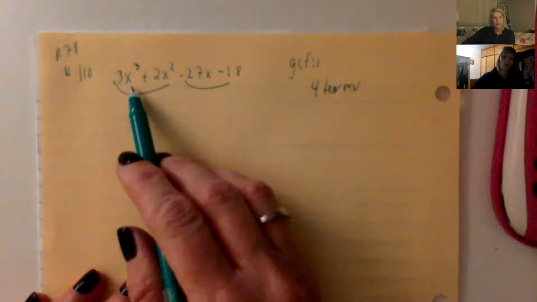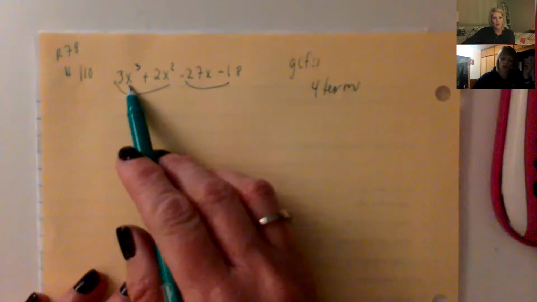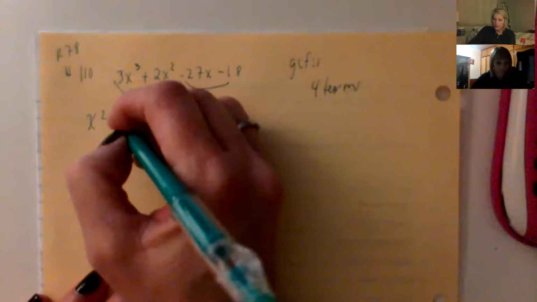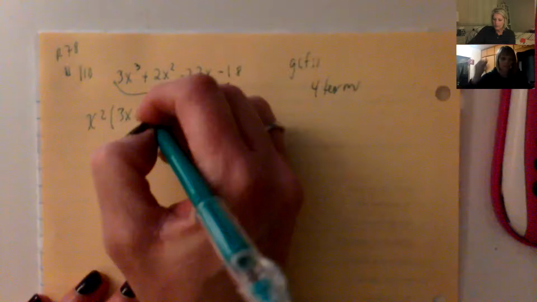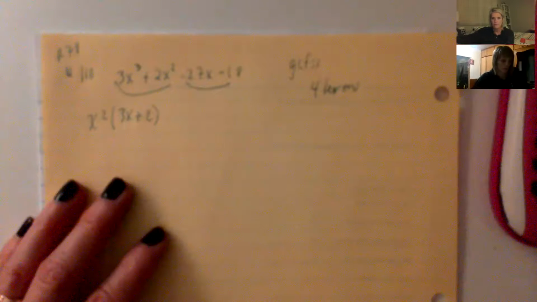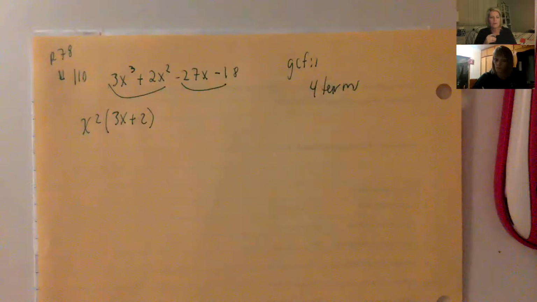So the first two have an x squared in common, right? So we're going to factor out an x squared. So we'll have a 3x plus 2 left over.